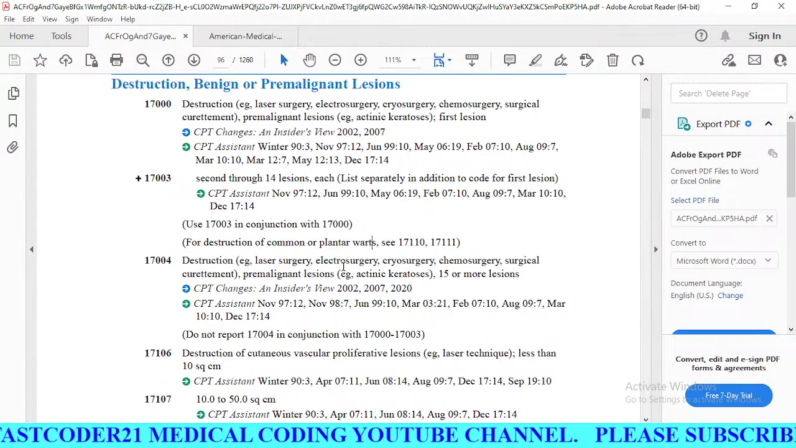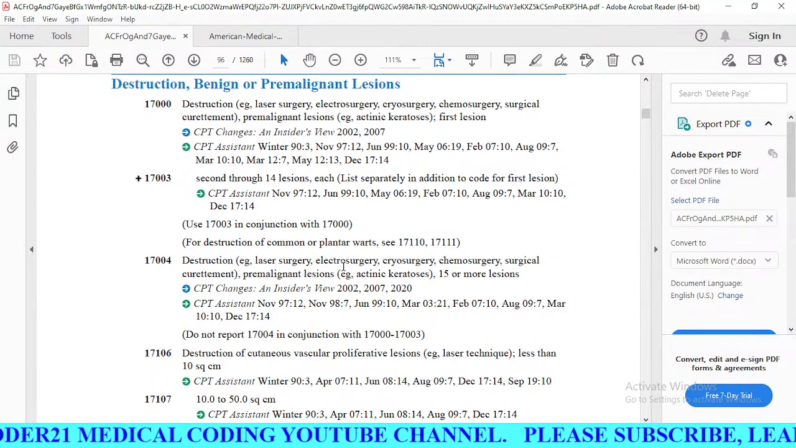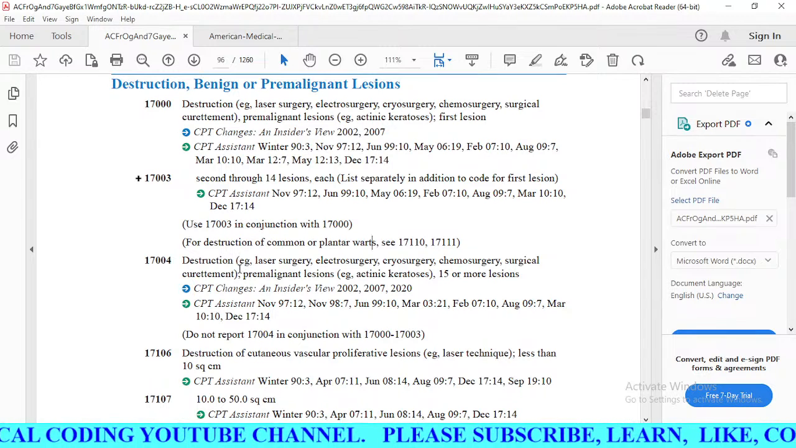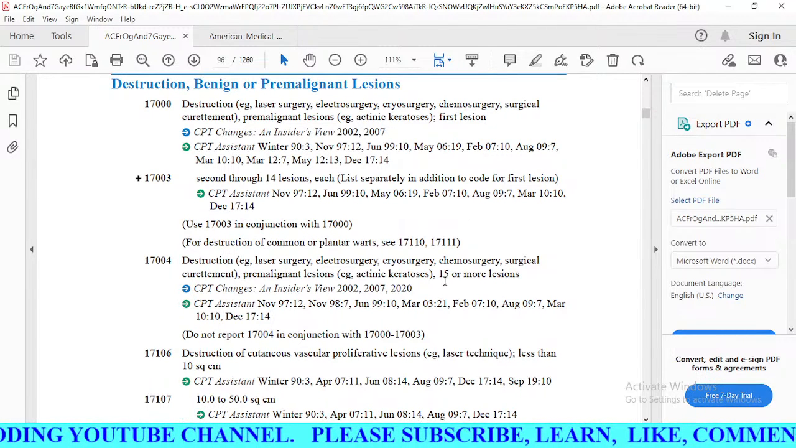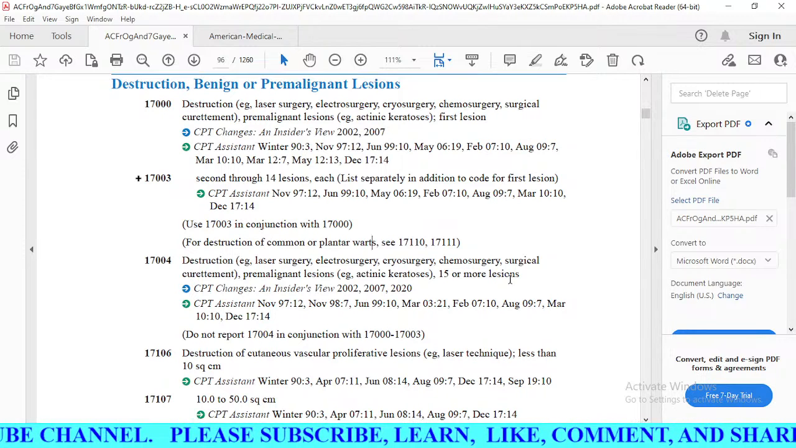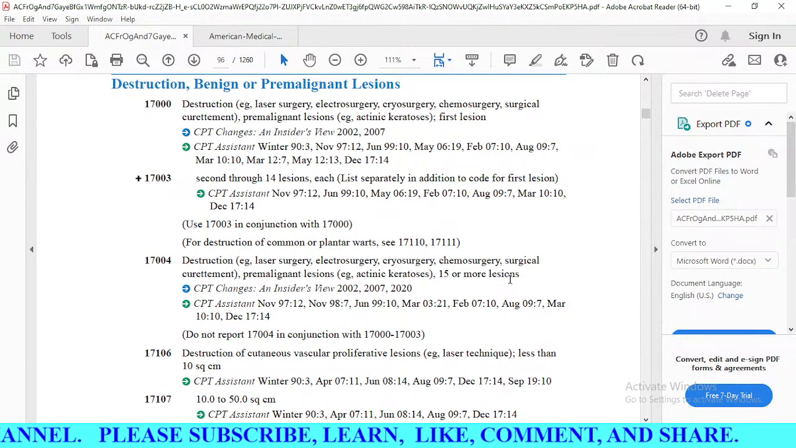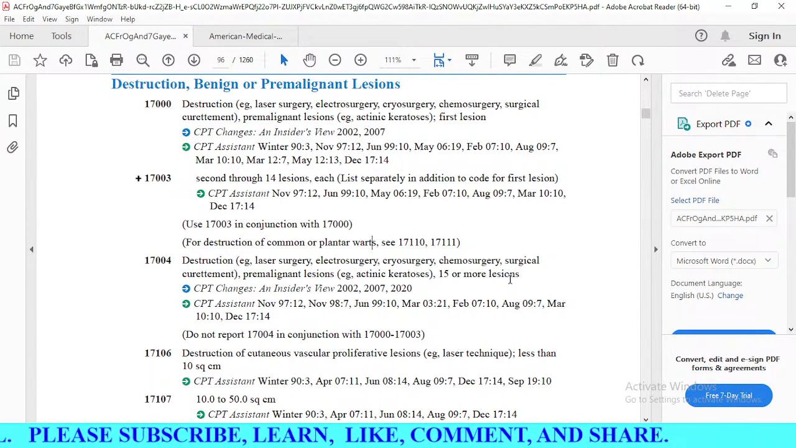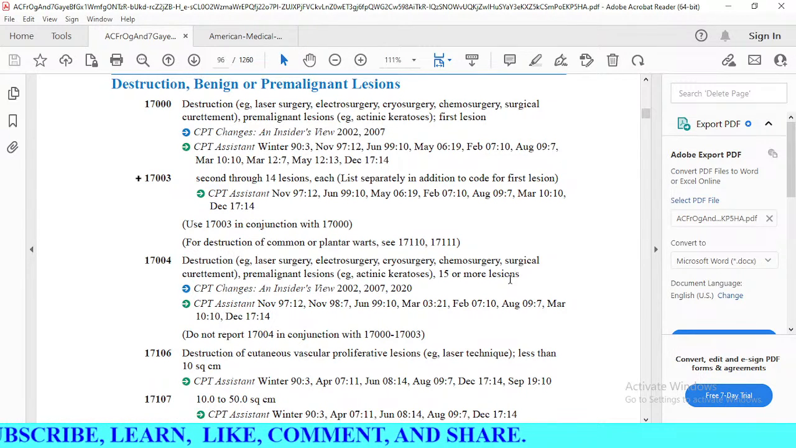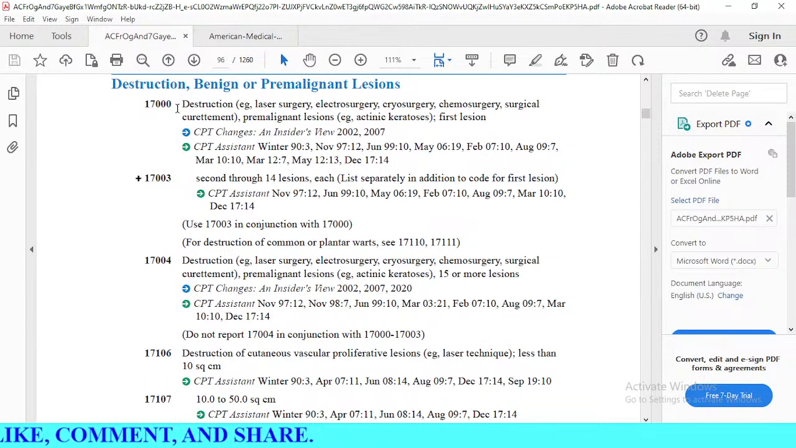Yeah, correct, Anji, you are correct. 17004, as this code description includes 15 or more lesions. I think you understand now. If you don't understand, just mention it in the chat box and we can discuss again. For the first lesion, only one lesion, we will code 17000.